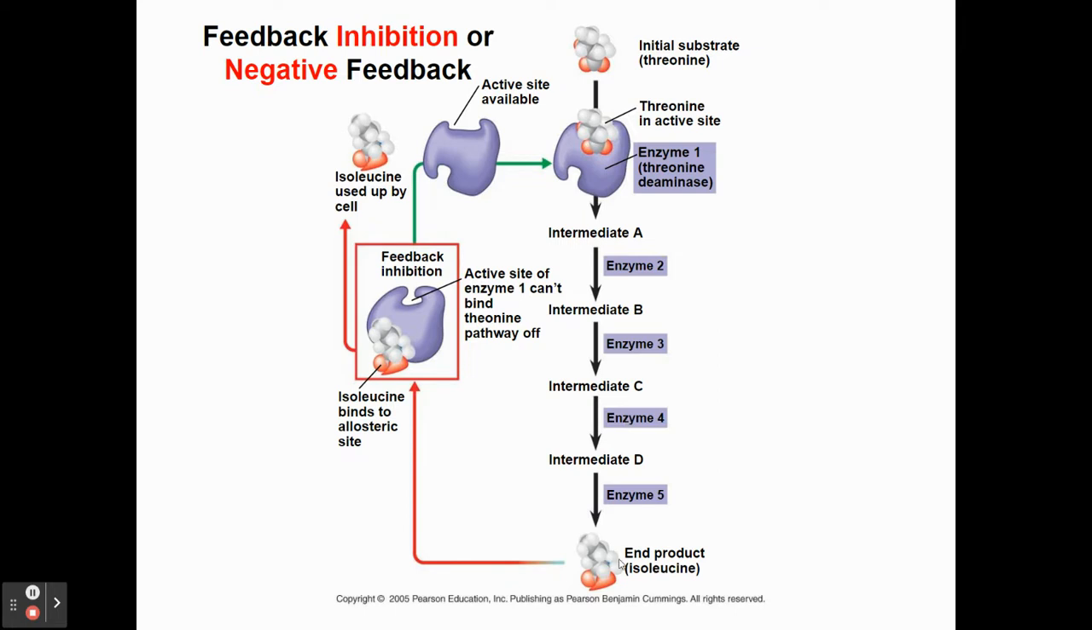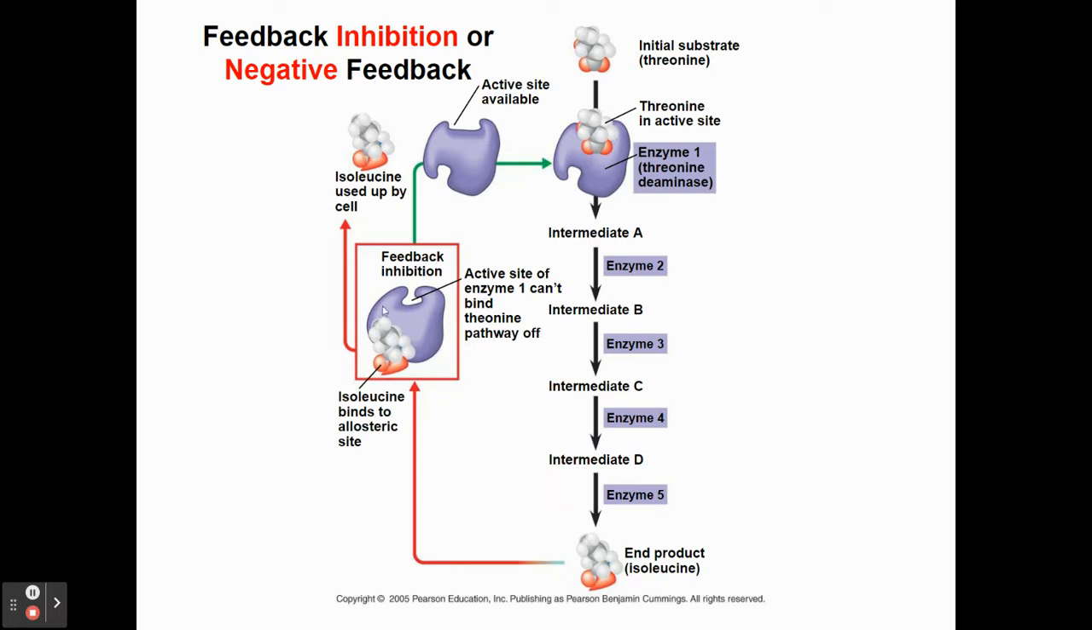Well, in order to save energy, why continue to undergo this energy-intensive pathway if you have plenty of isoleucine available? So isoleucine acts as an allosteric inhibitor by binding to an allosteric site on enzyme 1, because we want to shut it down very quickly. We don't want to wait until we get to intermediate D before we shut it down. We want to shut it down quickly. Okay, natural selection has led to that particular inactivation mode.